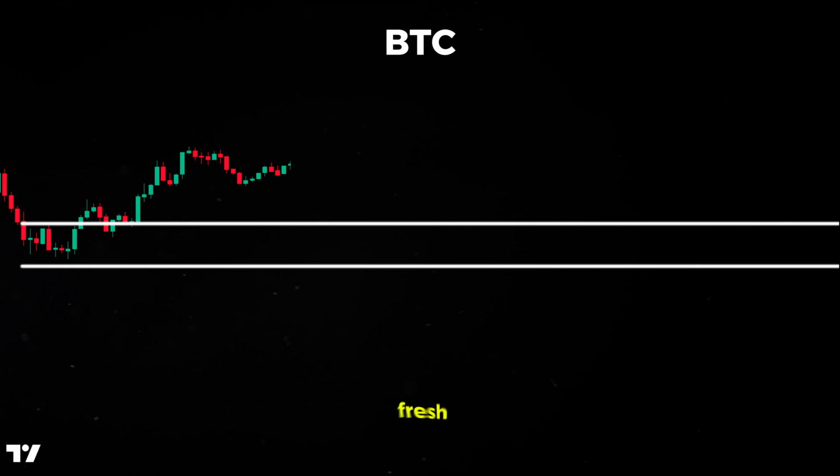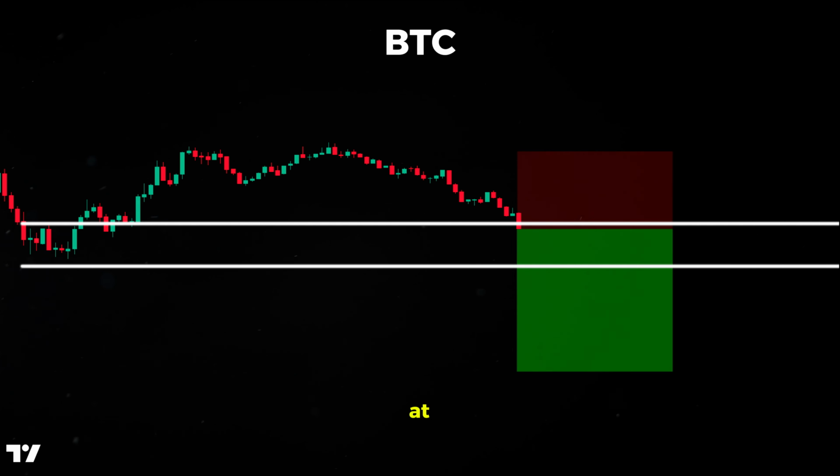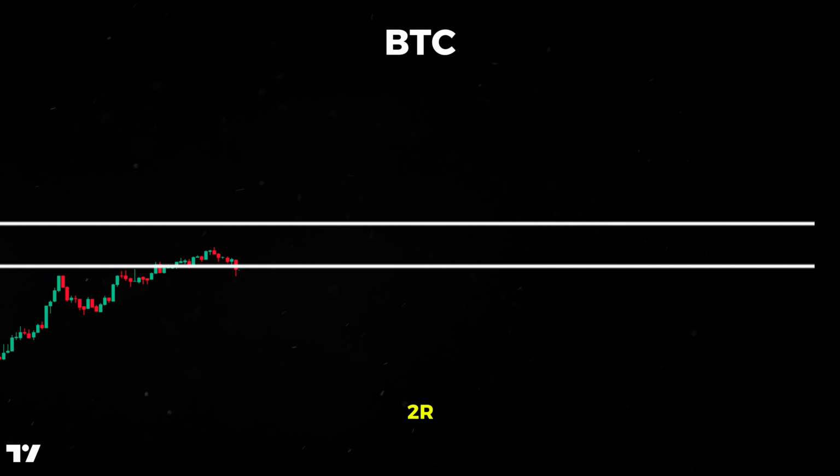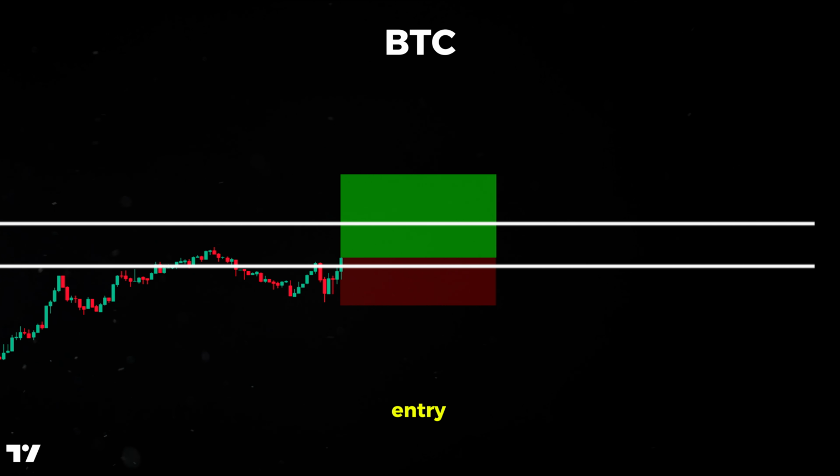New range, fresh levels. Price breaks above the range high and closes outside. Then comes right back in and closes inside. Short setup. Stop at the high, 2R target. Price drops and hits it. Another clean 2R. Same day, price drops and breaks below the range low. Re-enters. Long entry. Stop at the low, 2R target, hits it. That's 3 winning trades in 2 days on Bitcoin.